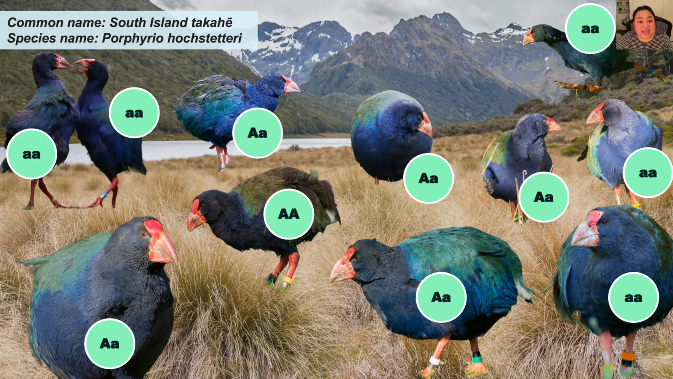Sadly, takahe have very low genetic diversity because their population once dropped to fewer than 100 individuals. That bottleneck event reduced their alleles, making them more vulnerable to disease and less able to adapt if the environment changes. You will learn about the bottleneck effect and genetic drift in a future lesson.